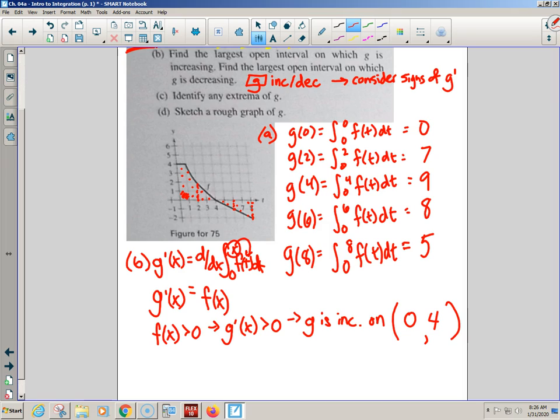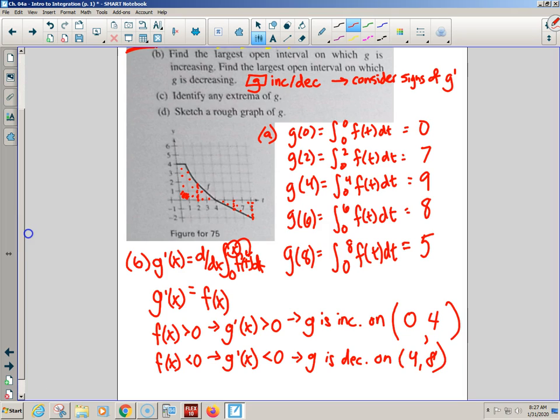So I have when it's above, then G is increasing. And when it's below, it meaning f, and I have to define that or else they don't know that I have complete understanding. When f is negative, then G prime is negative, which means G is decreasing. And that's on that other interval from 4 to 8.